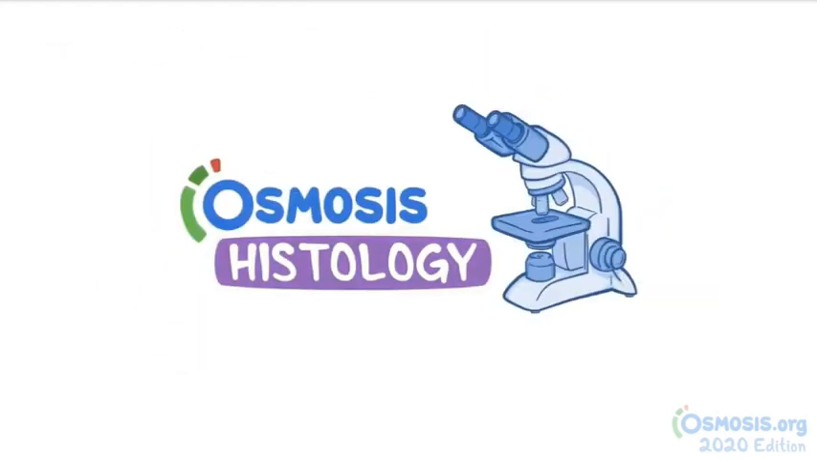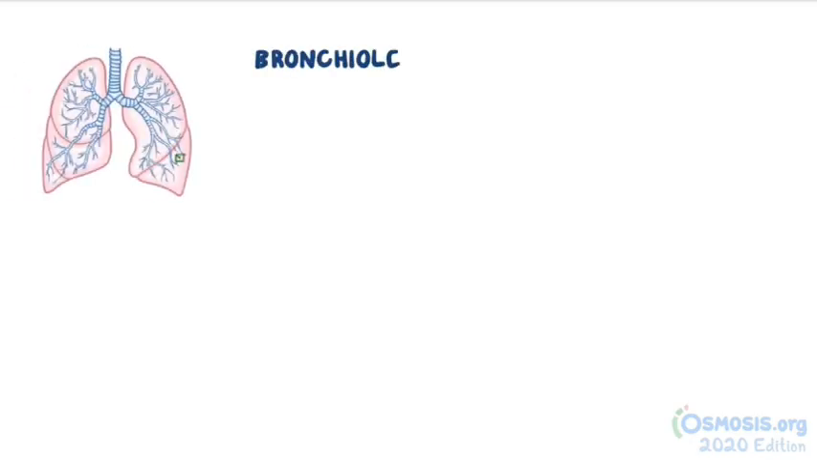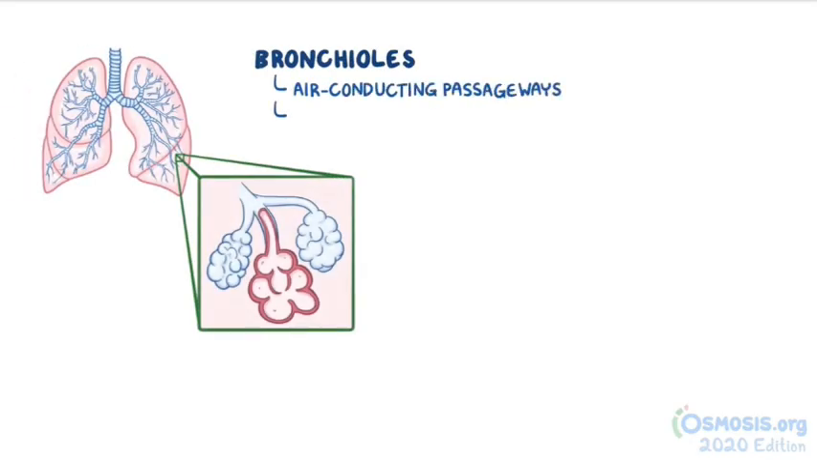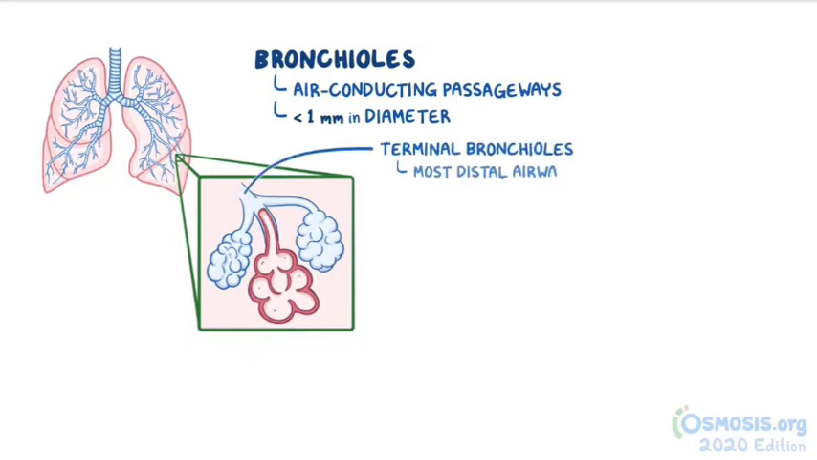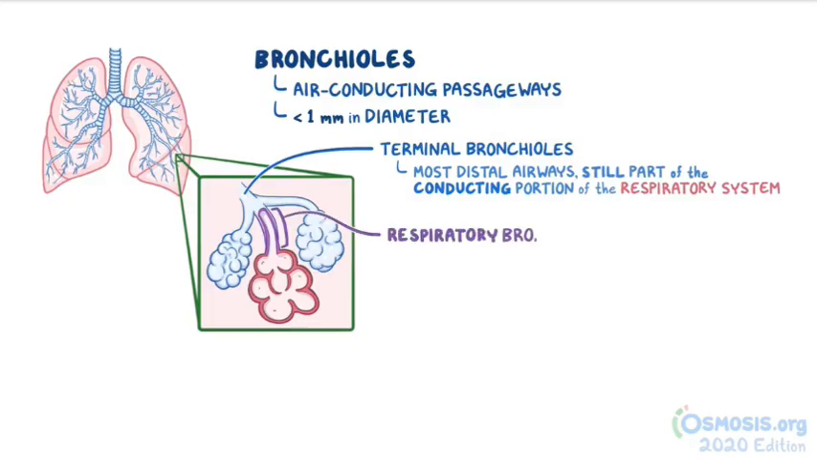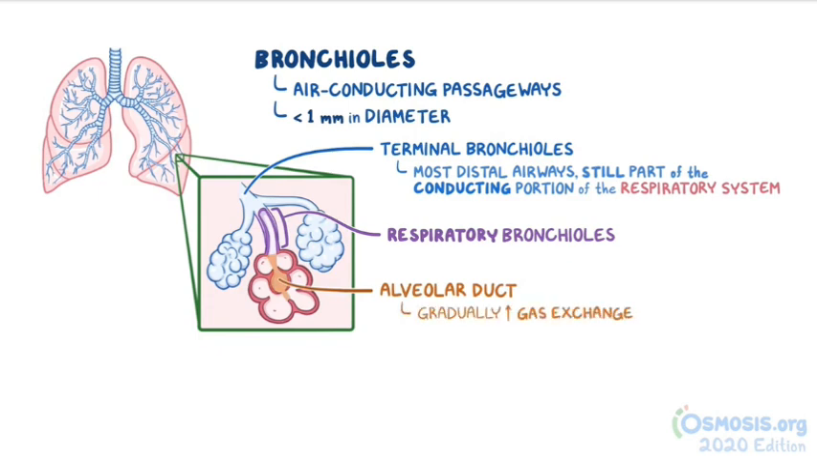Now, let's get a closer look. Bronchioles are air-conducting passageways that are typically less than 1 millimeter in diameter. The smallest bronchioles, called terminal bronchioles, are the most distal airways that are still a part of the conducting portion of the respiratory system. The terminal bronchioles then lead to the first portion of the airways that have a respiratory function, called respiratory bronchioles. These bronchioles then lead to the alveolar ducts, which are transitional airways that gradually become increasingly involved in gas exchange and lead to the alveolar sacs and their individual alveoli.